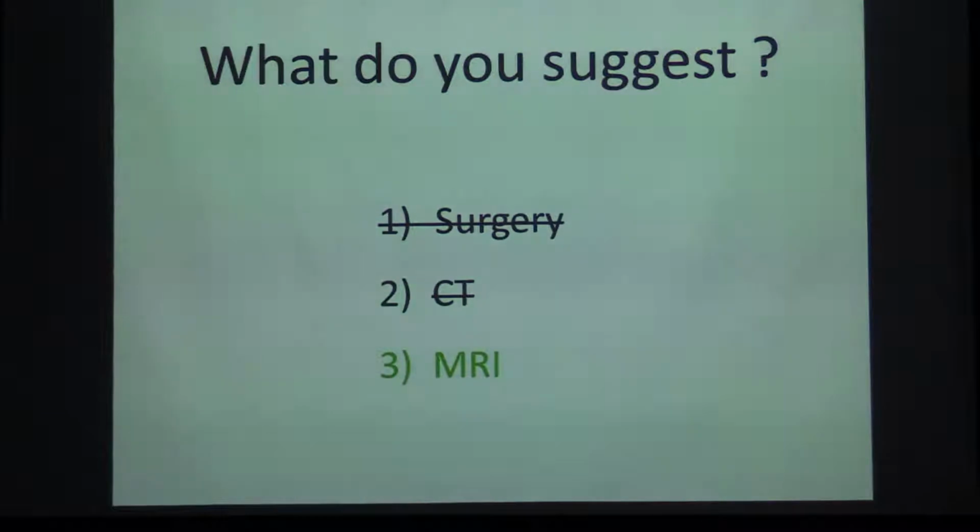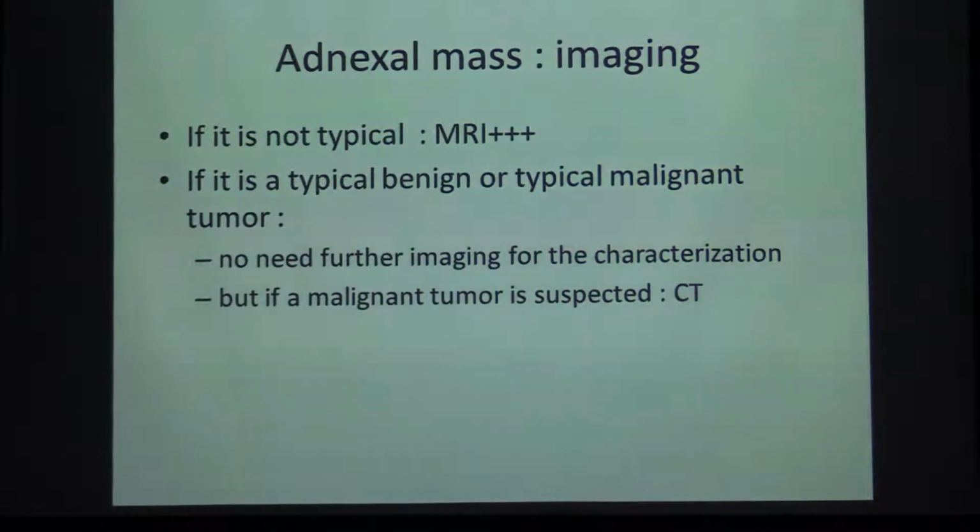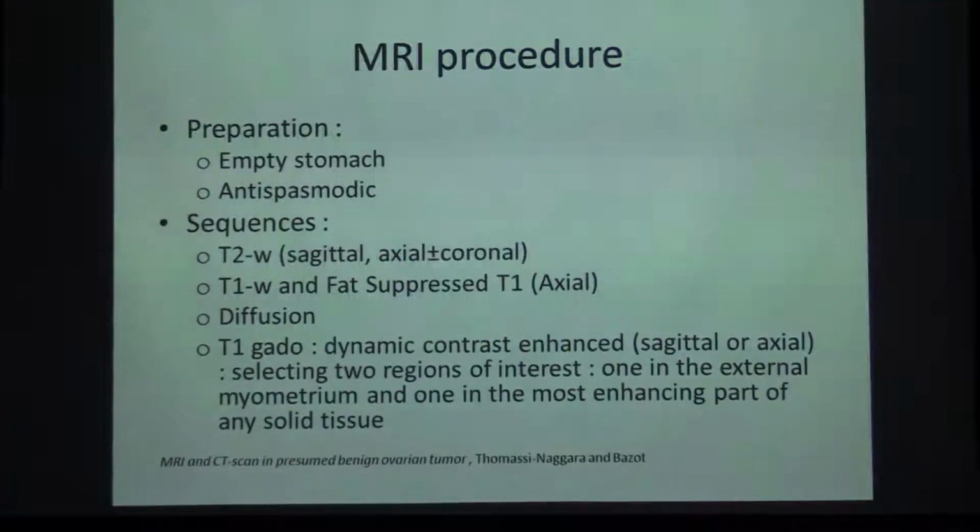The correct answer is MRI. If it's not typical, you do MRI for the characterization. If it's a typical benign or typical malignant tumor, there is no need for further imaging for the characterization. But if a malignant tumor is suspected, CT is needed for the extension.